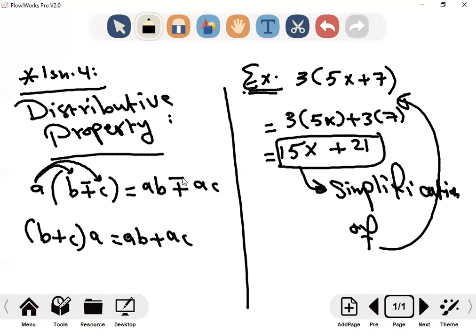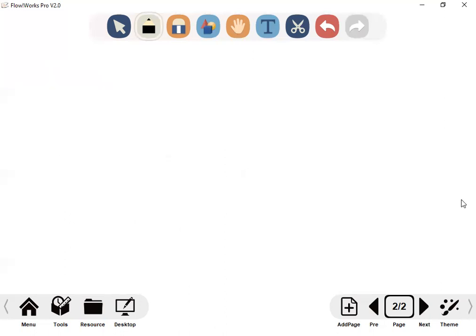So let's go to example 1, which is applying the distributive property, page 36. Okay, go to example 1. It's problem solving. Example 1, page 36.